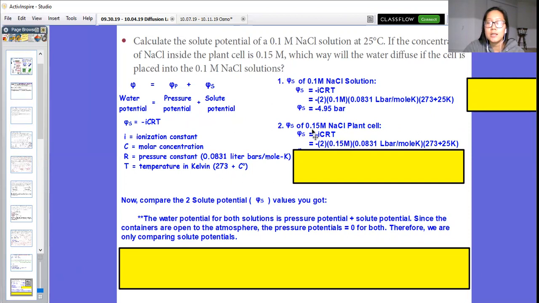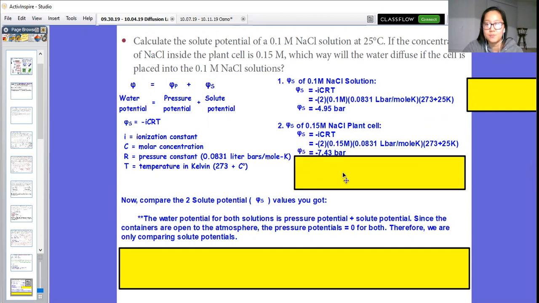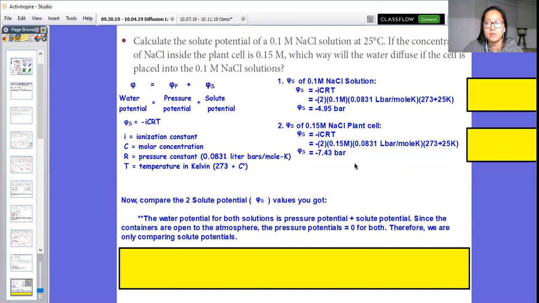The concentration here is a little different because it is 0.15 molar, which means this plant cell is more salty than the solution. The R constant is still 0.0831 liter bar per mole Kelvin, and our temperature is the same as above because we are doing this experiment in the same room with the same temperature. And so once you sub in the numbers, you get negative 7.43 bar.